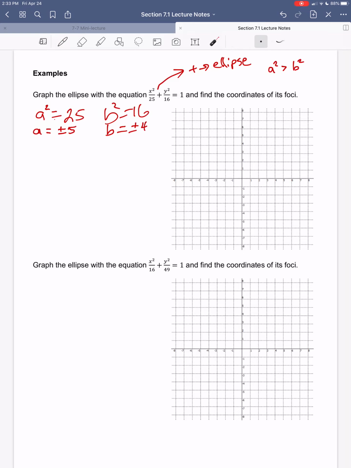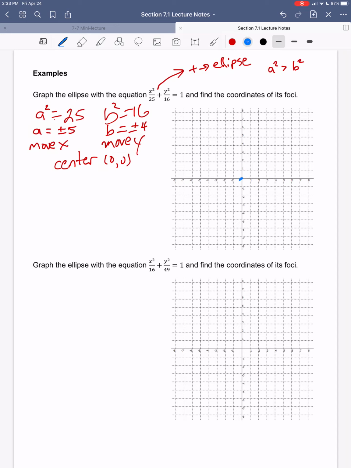And what I look at then, where did this a come from? It came from x. So that's how far I'm going to move in the x direction. And this b squared, well, that came from y. 16 was with the y. So that's how far I'm going to move in the y direction. And I'm going to start at the center. And we haven't dealt with other centers yet, but since it's just x squared and just y squared, the center is going to be the point 0, 0. So my center is the point 0, 0.